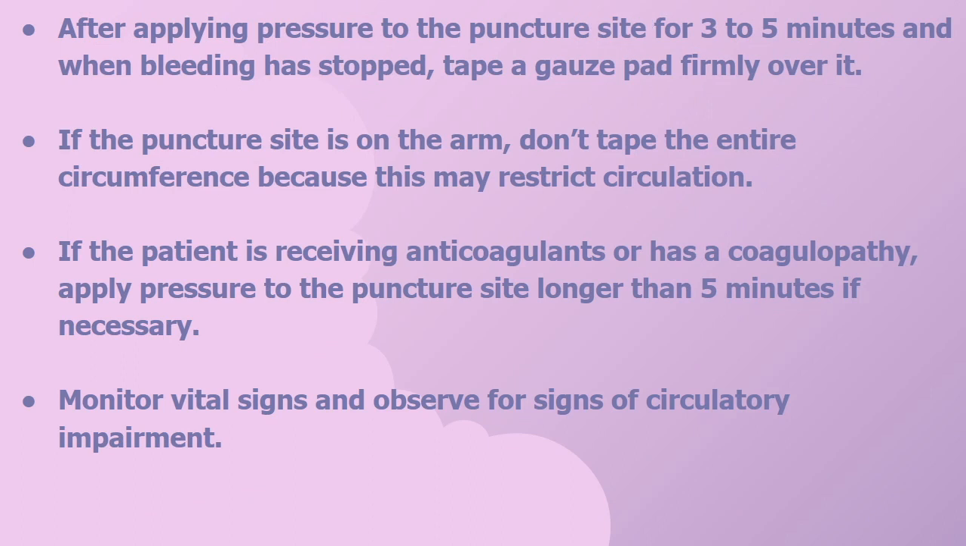After applying pressure to the puncture site for 3 to 5 minutes and when bleeding has stopped, tape a gauze pad firmly over it. If the puncture site is on the arm, don't tape the entire circumference because this may restrict circulation. And if the patient is receiving anticoagulants or has a coagulopathy, apply pressure to the puncture site longer than 5 minutes if necessary. Monitor vital signs and observe for signs of circulatory impairment.